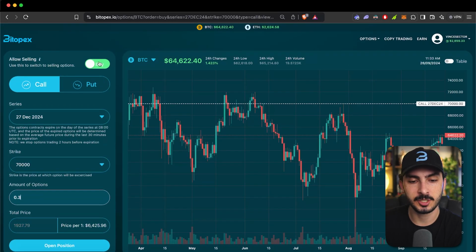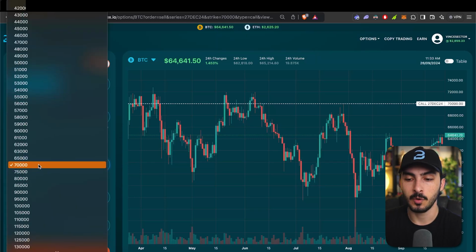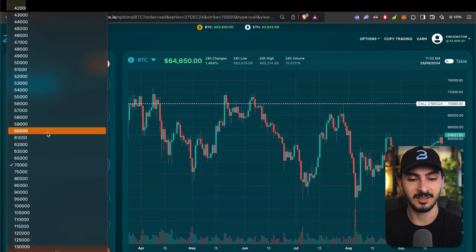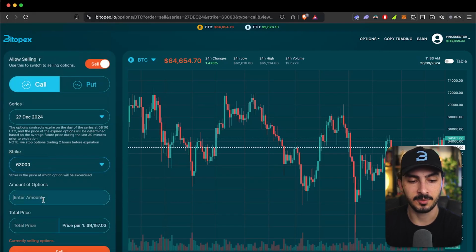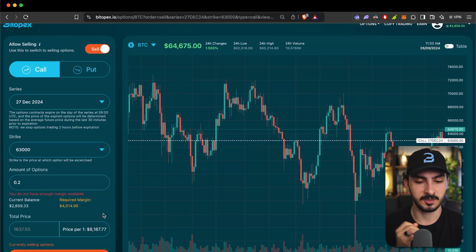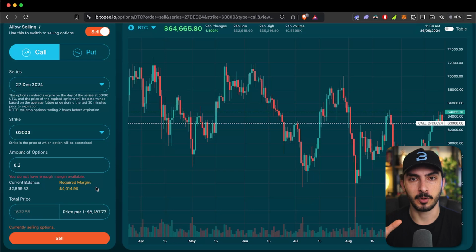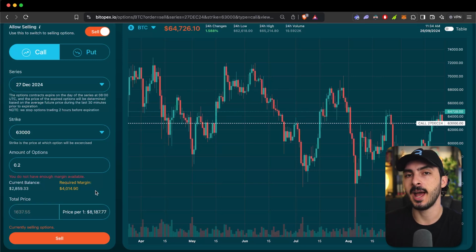And then if I switch to a sell, still on the call side, but I switch to a sell. And now we're going to sell maybe $63,000. So $63,000, and I'm going to sell 0.2. So here you can see the problem with this strategy. Because we don't have portfolio margin still, we just have single margin for each option. Now I would be required to have $4,000 here in capital for me to sell this option. I will be collecting $1,600 in premium, but I would have to lock up another $4,000, which we don't want.